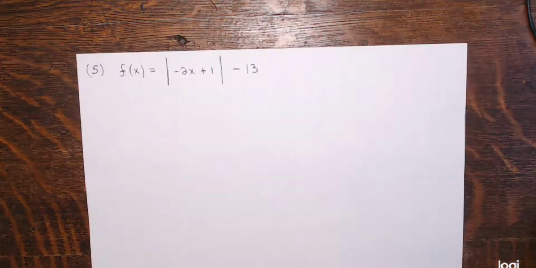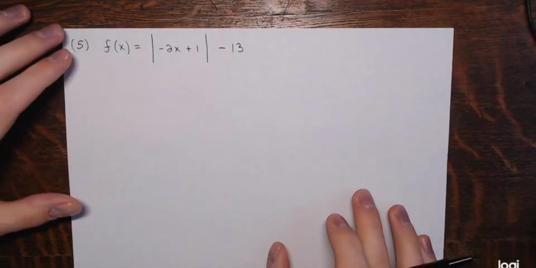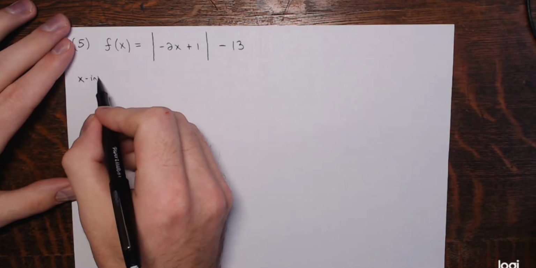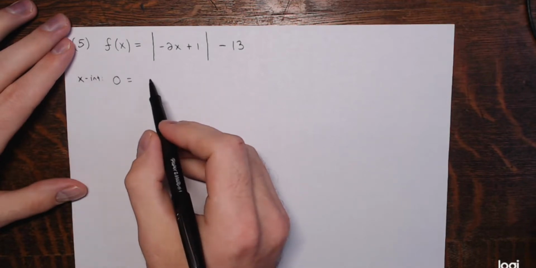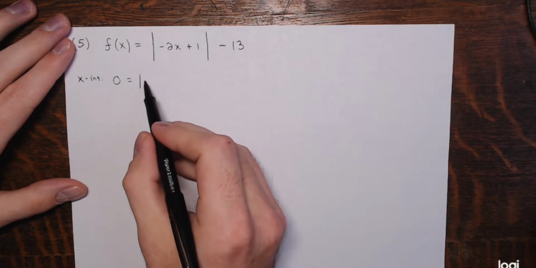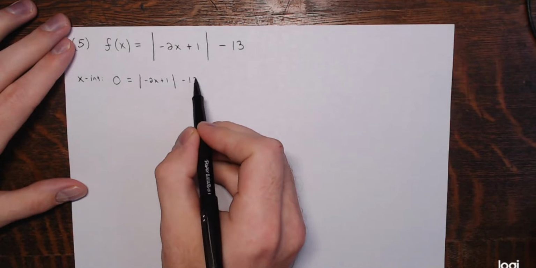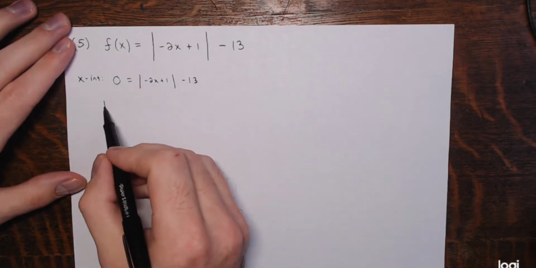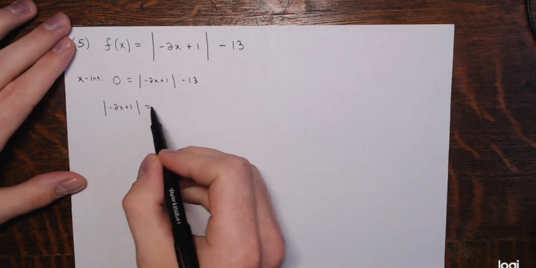All right, next example. Same thing, right? So first I'll find the intercepts. All right, so x-intercepts. When is f of x equal to 0? All right, so when is 0 equal to the absolute value of -2x plus 1, and then minus 13. So remember, you isolate the absolute value. So the absolute value of -2x plus 1. When is this equal to? I would be adding 13.